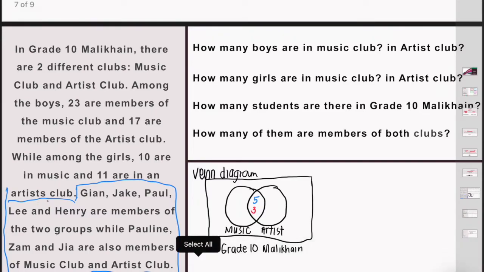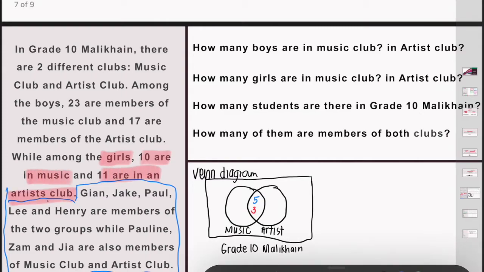Next, let's go up. So it tells us that among the girls, there are 10 in music and 11 in artist group. So for you to be able to identify that, check our music group. So that's this circle. It says there are 10, but as you can see, we already placed three. So to do that, we simply have to subtract that 3. 10 minus 3 is 7. Meaning, there are 7 girls who joined the music club only. There are 3 girls who joined both music and artist. So so that it won't be doubled, we have to subtract it from our total.